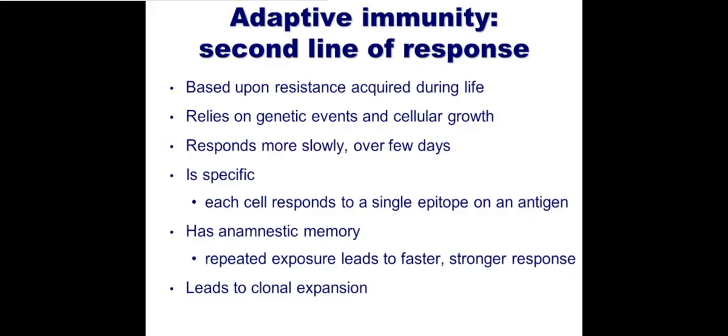It relies on genetic events and cellular growth. It responds more slowly, over a few days. Innate immunity responds within a minute, but this acquired adaptive immunity responds more slowly over a few days, and it is very specific, meaning one antigen or one molecule will respond only to a particular type of antigen, not a wide range of antigens. So it is very specific, has anamnestic memory, and repeated exposure leads to a faster response.